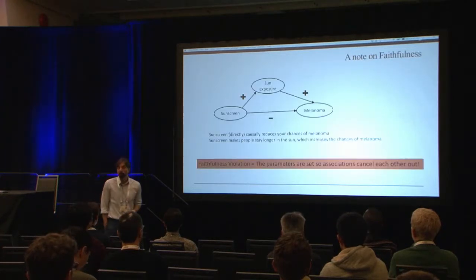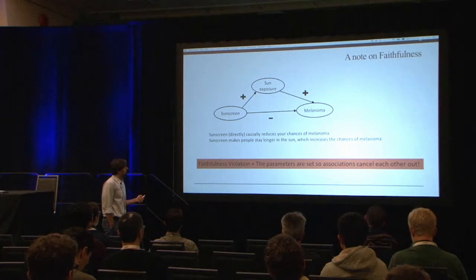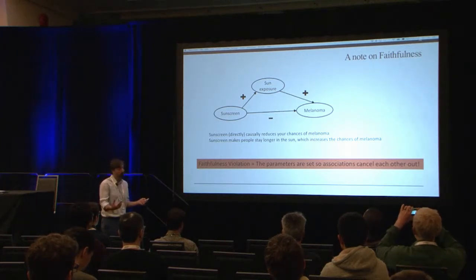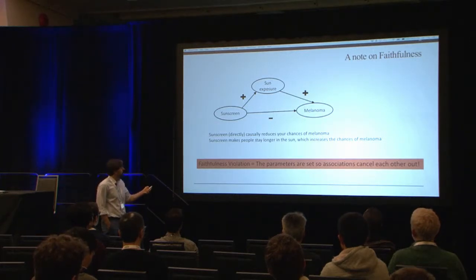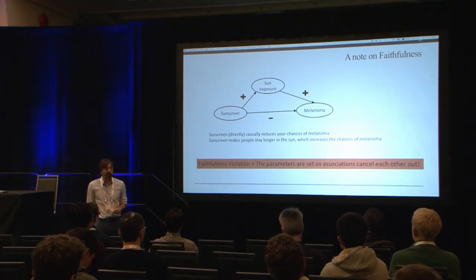Okay, a note on faithfulness. What does it intuitively mean? Now let's see this graph. Do we expect in our data to see dependence between sunscreen and melanoma? Under faithfulness, yes, because there are these two paths, right? And conditioned on the empty set, they are open. They are not blocked because they don't go through colliders.